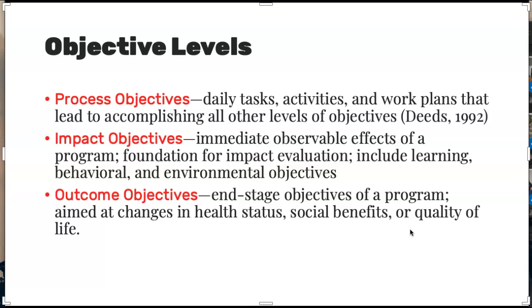Impact objectives are the next step. So if we see all these process objectives are getting done, then in theory we're going to say, all right, well, these are the immediate observable effects of a program, right? So these may include the learning objectives, the behavioral objectives, and then the environmental objectives. So if you're trying to increase healthy eating patterns in K-12 students in a particular county, your process objectives might be, okay, how many nutrition education programs did you do? How many schools were reached?